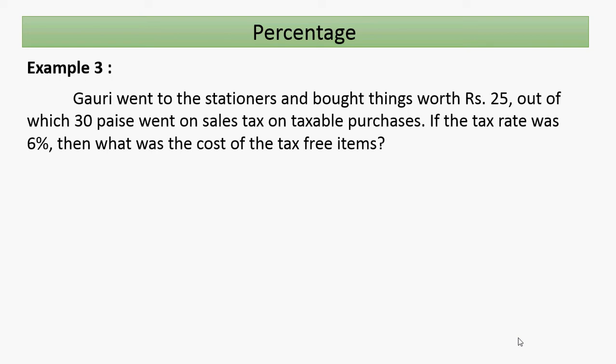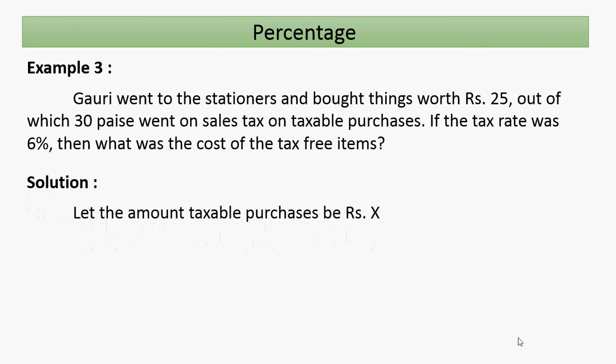Let's see another example. Gauri went to the stationery shop and bought things worth rupees 25, out of which 30 paise went on sales tax on taxable purchases. If the tax rate was 6%, what was the cost of the tax-free items? Let's assume the taxable purchase amount is rupees X, right? 6% of X is 30 paise, that is the sales tax on the taxable purchases.